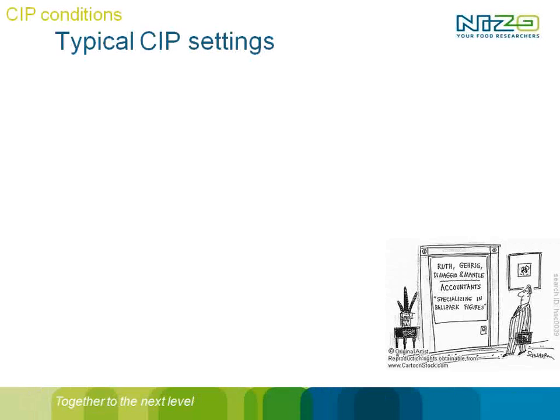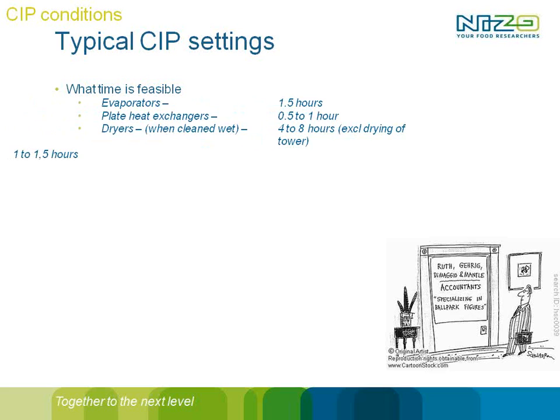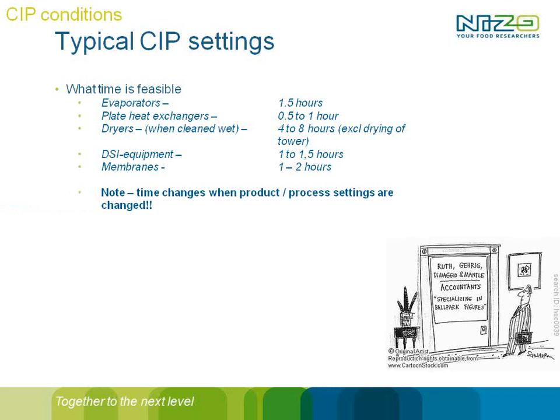Well, that brings me already to the typical CIP settings. What time is feasible? We try to make an overview of what is normally applied in practice. And please keep in mind these figures are based on specific product and process settings, and depending on your situation, these times can change. Looking at evaporators, 1 hour to 1.5 hours net cleaning time could be possible. But of course, if you have a very heavy fouling product, it could take longer. Plate heat exchangers, more or less the same, normally 0.5 to 1 hour.